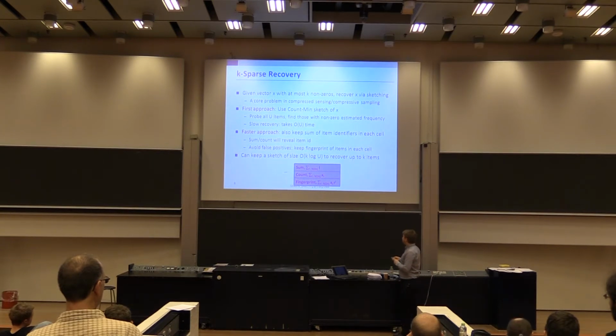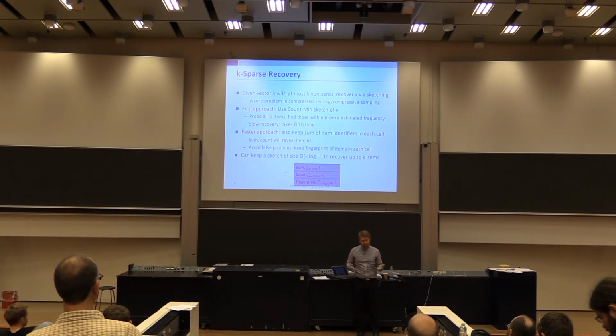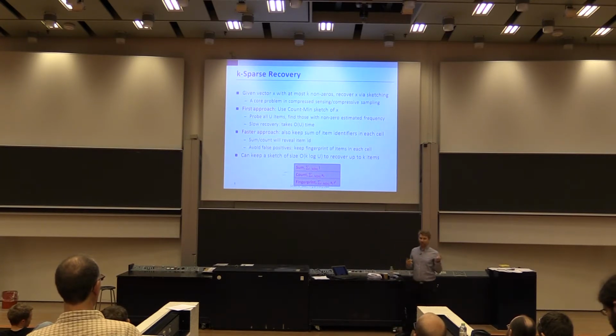So what we'll keep in here is something like the sum of element identifiers that map into the cell, the count or the sum of the weights of elements that map into the cell, and some fingerprint of the vector of elements mapping into the cell. And the idea here is if this cell is pure, that is, it has a single element within it, then you can just take the weighted sum of element identifiers and divide by the sum of weights to get the item identifier. That will not work if you have more than one element mapping into the same cell. So what you can do is simply try to decode a cell, and then check, is the fingerprint of that cell the fingerprint of the element that you've decoded?